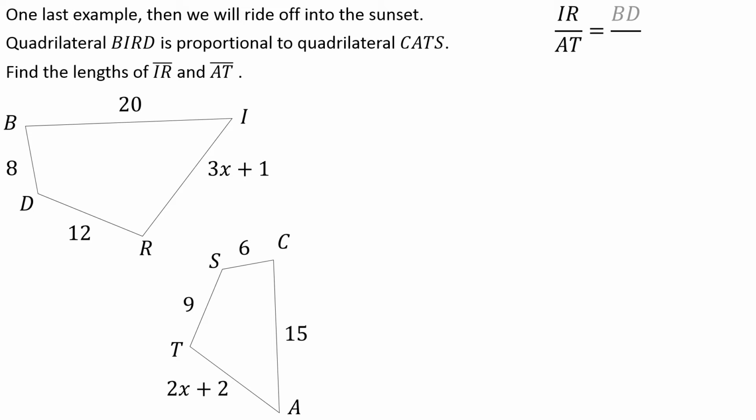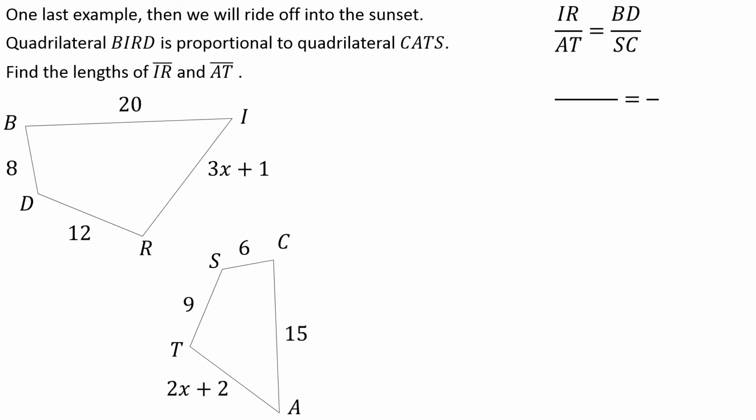Now I better pick a pair where I can get just pure numbers. So BD is 8. BD compares to SC, which is 6. So I try to wisely pick a pair of sides that correspond that would not have the letter X involved. Right? B starts bird and D ends bird. C starts cats. S ends cats. So if I'm going to grab BD, I got to grab the C and the S. In this case, I put it as SC just because of the way it looks on the paper there.